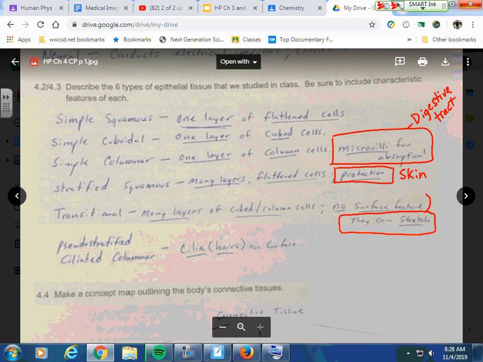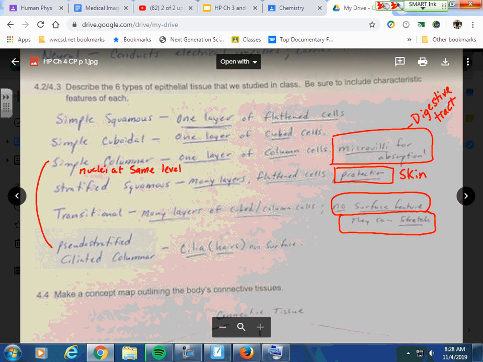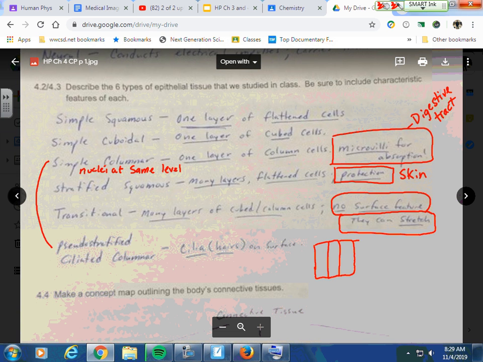And one way to identify it from the other ones, if it does look like multiple layers of column-shaped cells, is that it has no surface feature. Any of the other column-shaped tissues have surface features, like pseudostratified ciliated columnar, for example. It appears to be stratified, but it's not really. It has nuclei at different levels. That's how you can tell it apart from simple columnar. If I looked at simple columnar, they would be column-shaped, but the nuclei, the dark spots in the cells, would be at the same level, whereas with pseudostratified ciliated, the nuclei are all over the place.